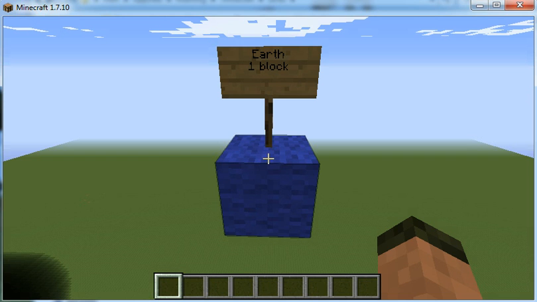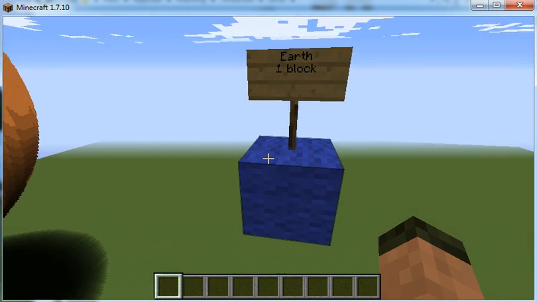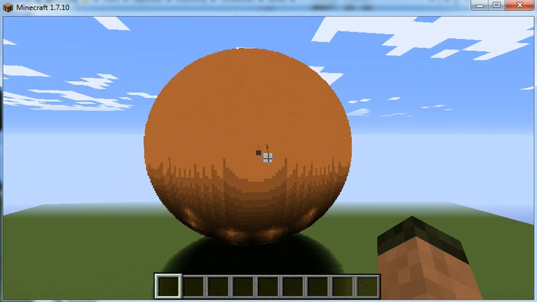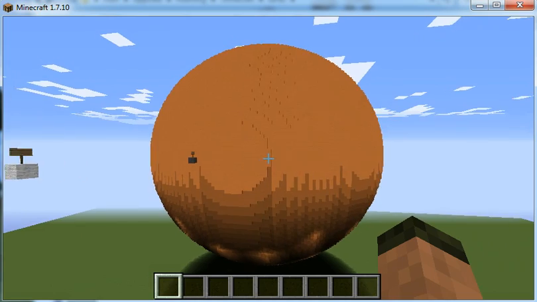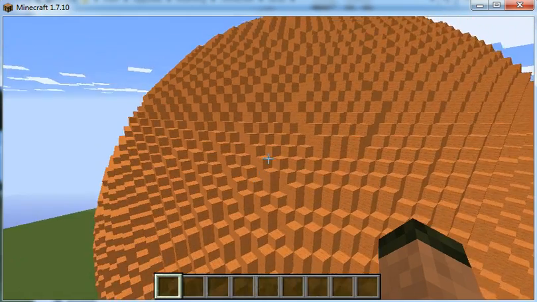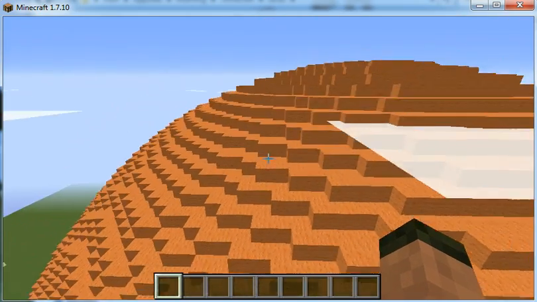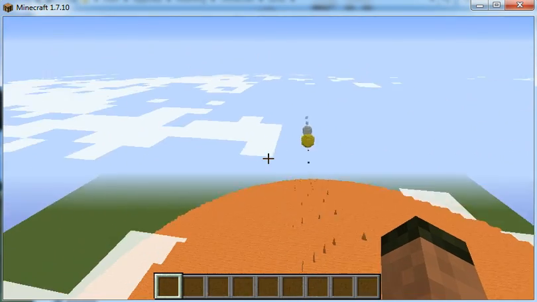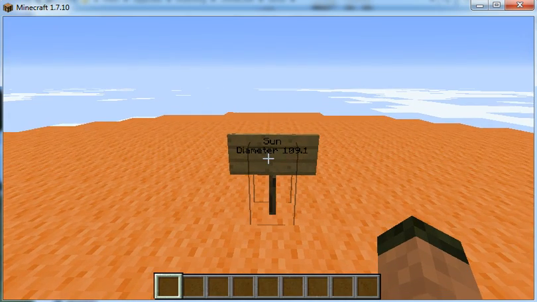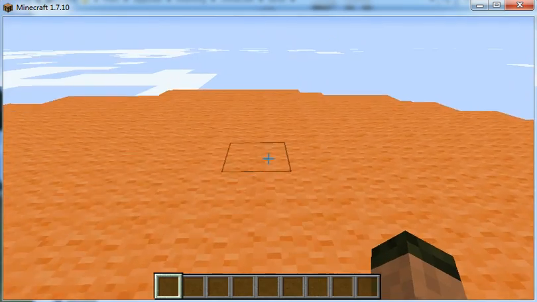So, if you imagine that this blue block is the Earth, so the whole of the Earth fits into this blue block, how big would the Sun be? Well, that big. Really big. Let's go and take a look. It would be 109 blocks in diameter. Enormous.